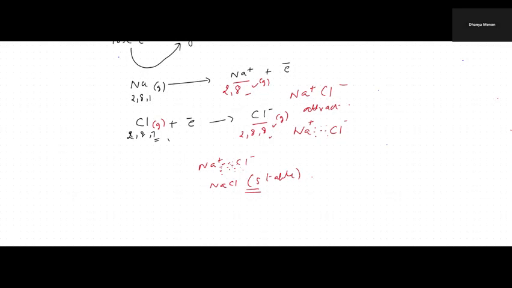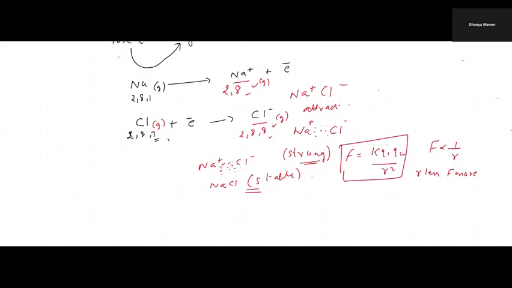Now this electrostatic force is a very strong bond, because the force that keeps the charges together, we have learned this formula, is very strong. And you can see force is inversely proportional to distance. When r is less, force is more. So ionic bond is a very strong bond. It is just the forces of attraction that keep the ions together in a bond.